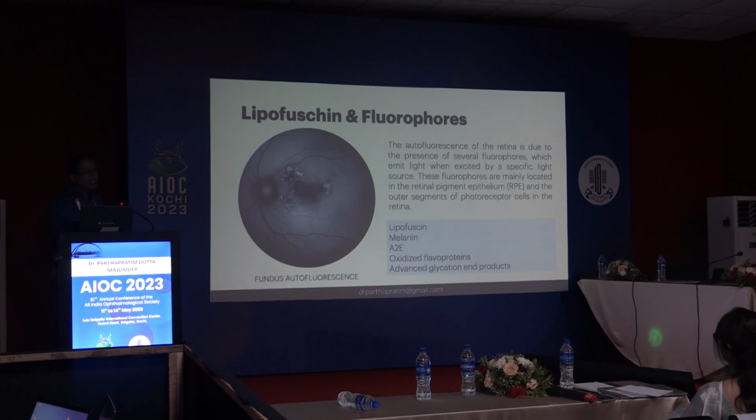When we do autofluorescence, what we see are some fluorophores, because they get deposited there. You have to remember the names of the fluorophores. These are lipofuscin, melanin, A2E, and oxidized flavoproteins.